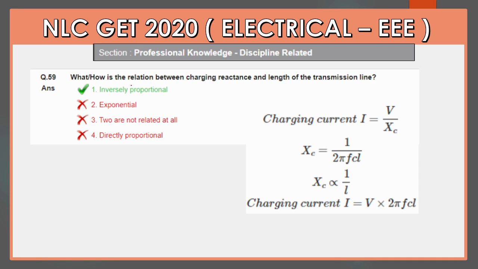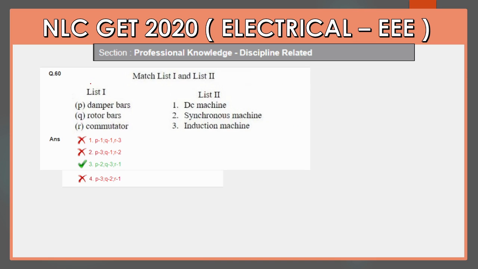Next question, it is asking how the relation between charging reactance XC and length of the line L are connected. So you can see here charging current I equal to V by XC, where XC equal to 1 by 2 pi f C L. So you can say XC is inversely proportional to L. So the answer will be first option.